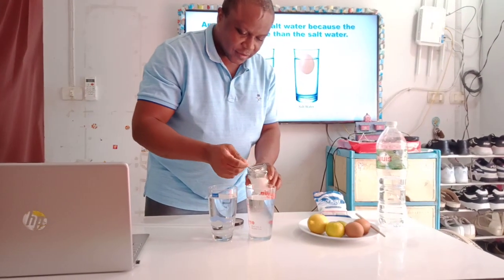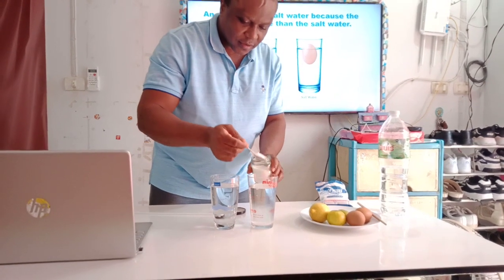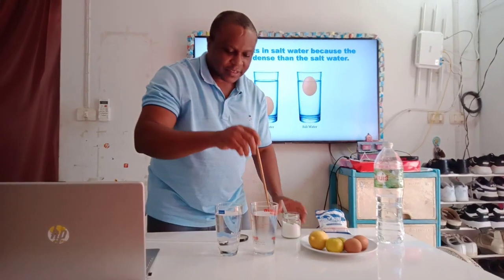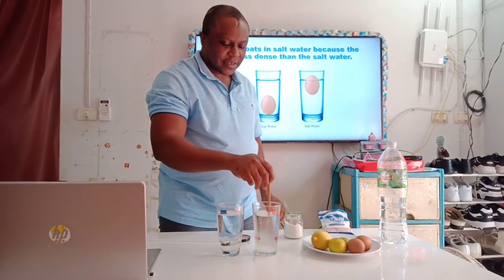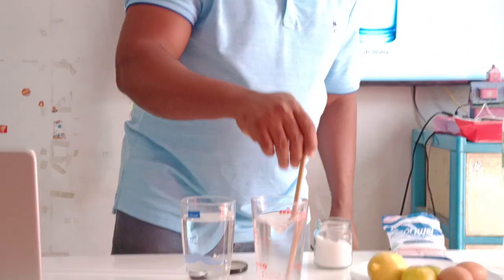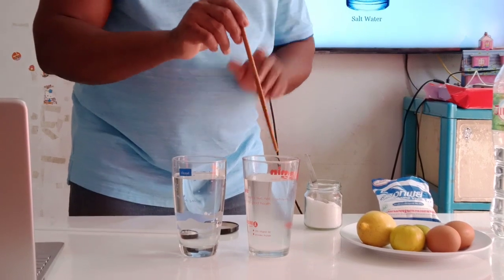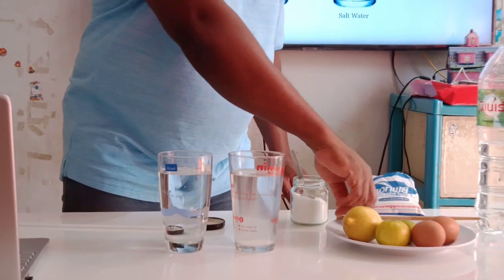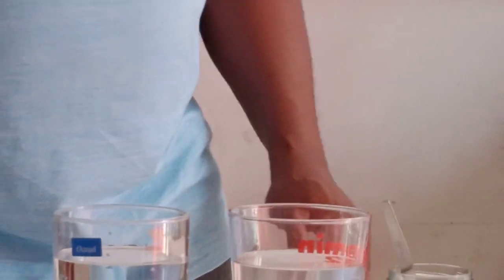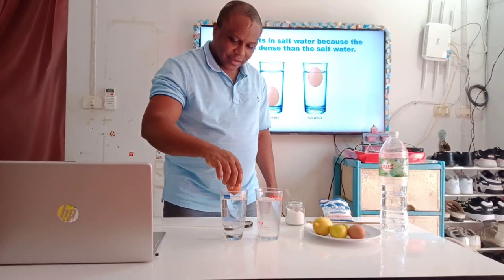One, two, three. Let me put this on the tray. I will use this stick and turn it so that the salt will mix very well. After turning it, you can see that I don't put salt here, and I put salt in this glass. Now let us test. I don't put salt in this tumbler.